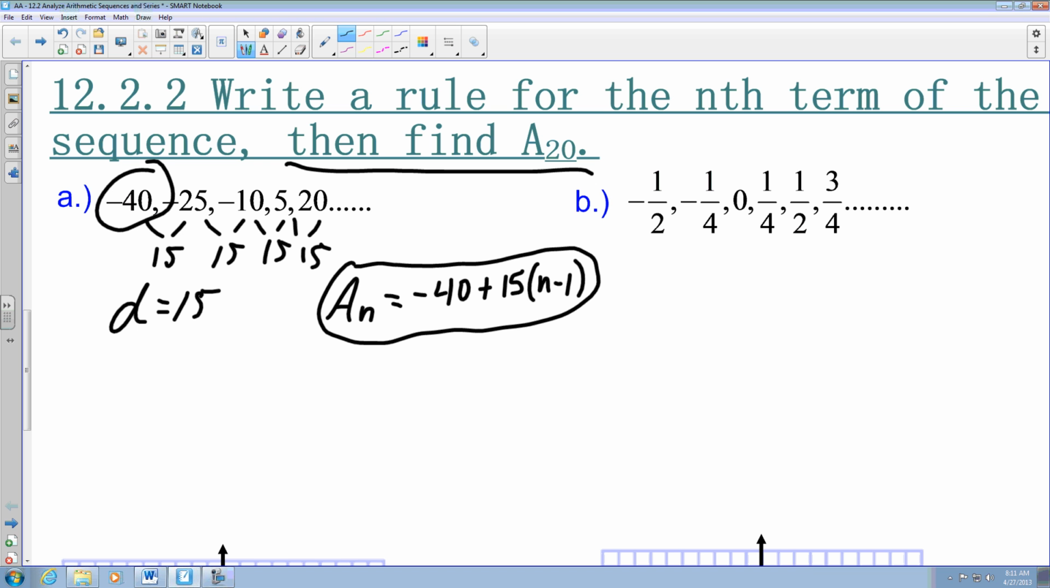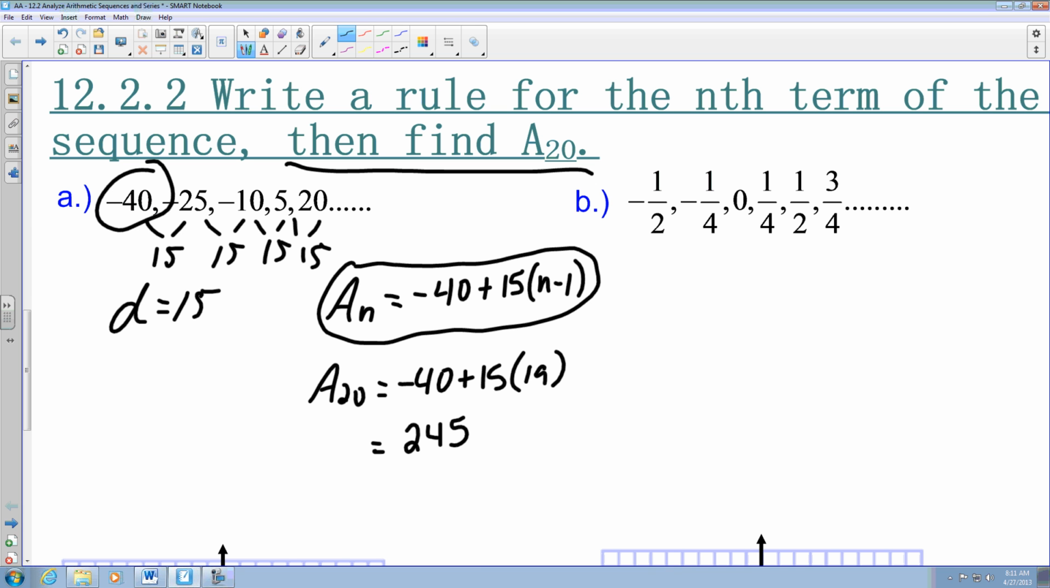The second thing they wanted us to find was what a sub 20 is. So we can just say a sub 20 equals negative 40 plus 15 times, well, n will now be 20. So 20 minus 1 is going to give me 19. And 19 times 15 is going to give me 285. Add that to negative 40, and I get 245. So a sub 20 is going to be 245.